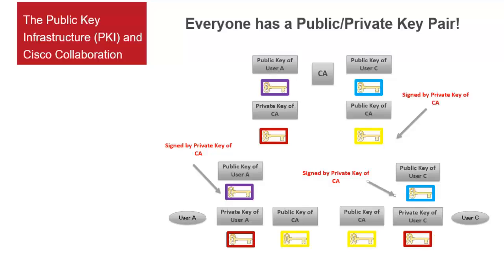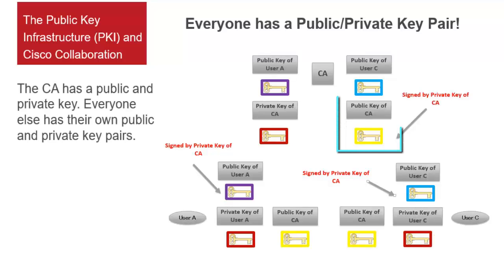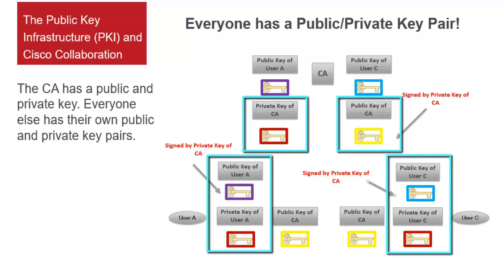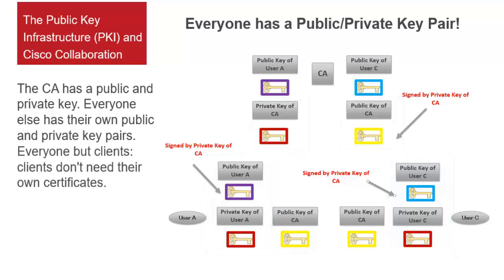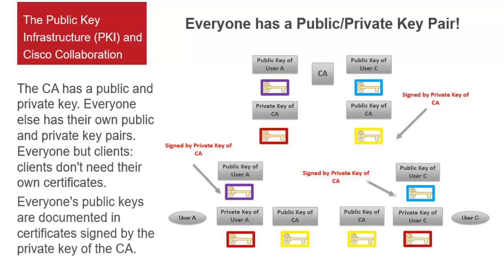In PKI, everyone has a public-private key pair. The CA has a public and private key. Everyone else has their own public and private key pairs. So everyone has a public-private key pair. Everyone but clients. Clients don't need certificates, but all the servers they talk to do. Everyone's public keys are documented in certificates signed by the private key of the CA.